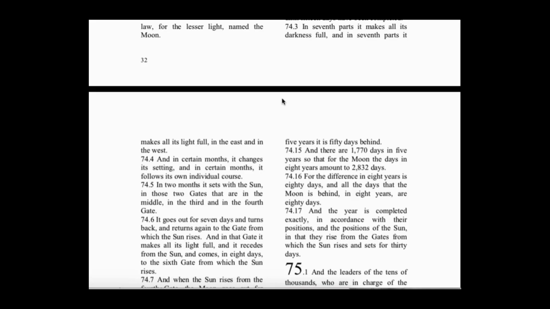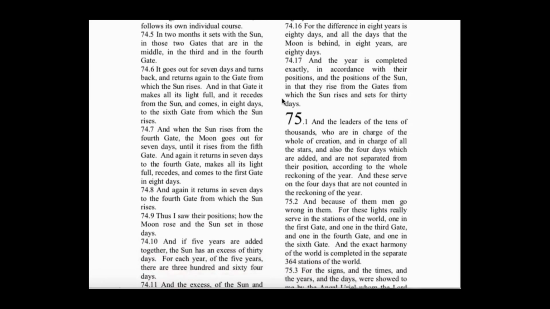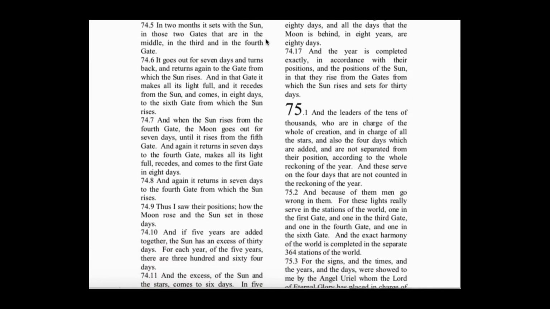Let's see. And in certain months, it changes its setting, and in certain months, it follows its own individual course. In 2 months, it sets with the sun, in those 2 gates that are in the middle, in the third and in the fourth gate.